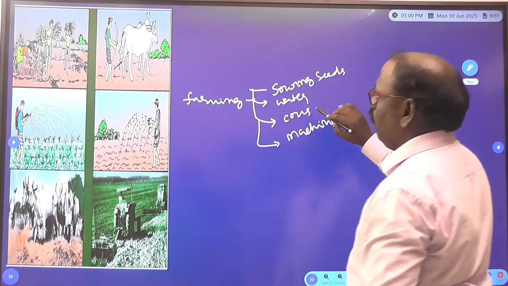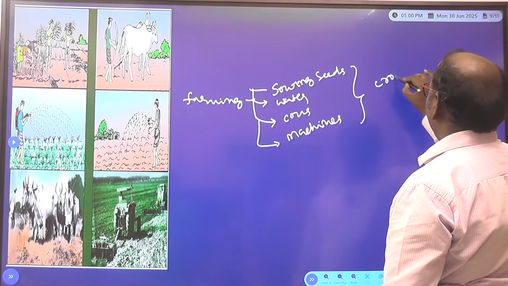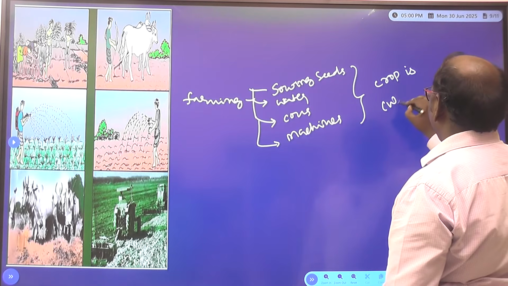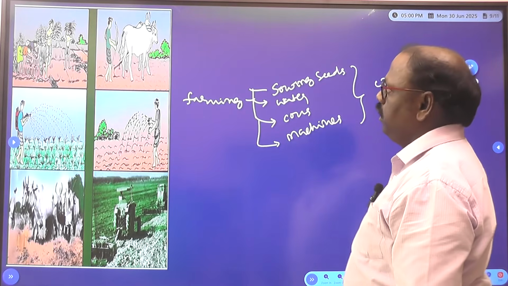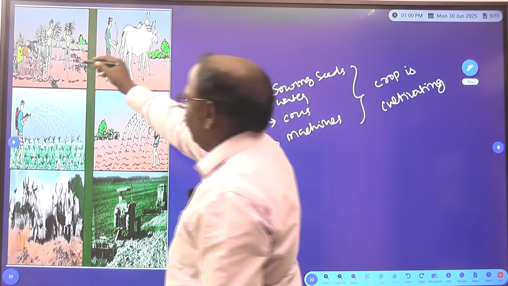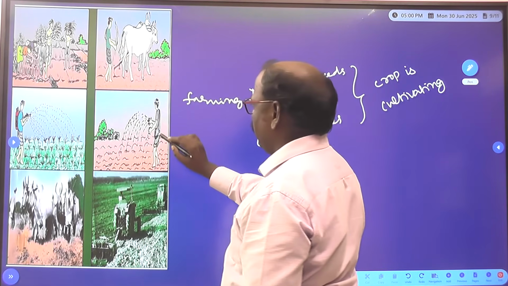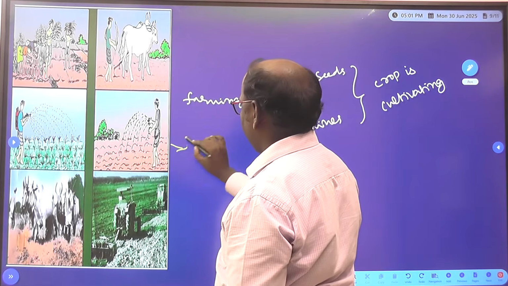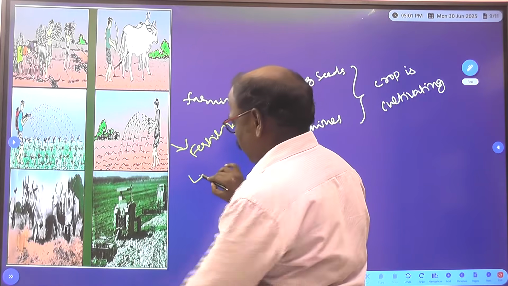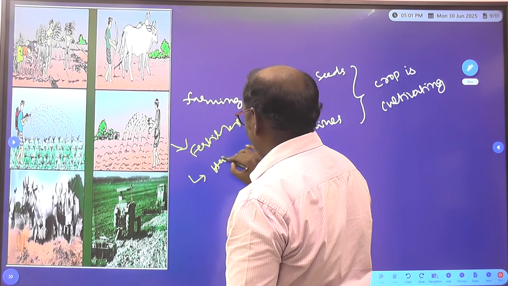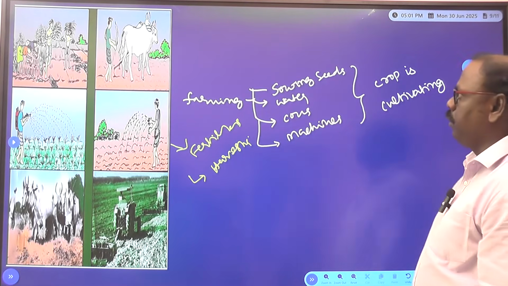So these show clearly how the crop is cultivated. See, sowing seeds, and somebody is providing the water. Somebody is maintaining some fertilizers. Somebody is harvesting, and they are using some cows for the cultivation purpose.